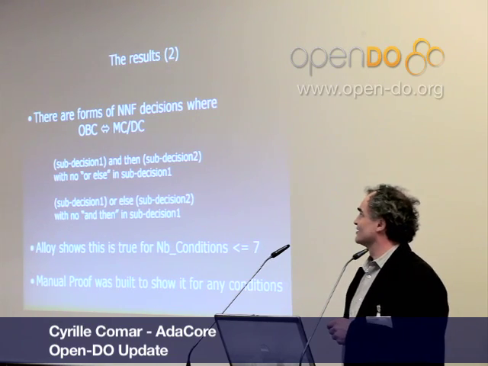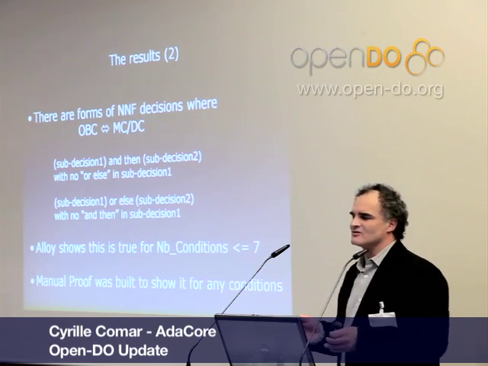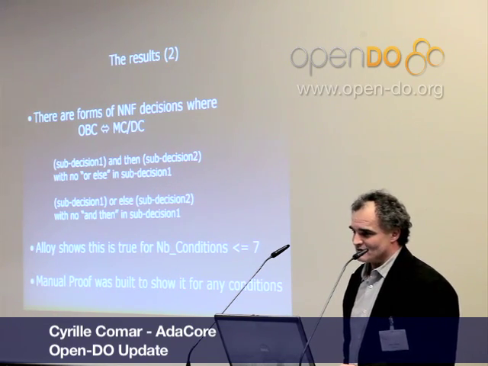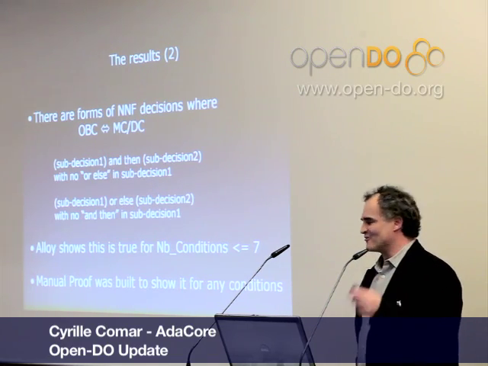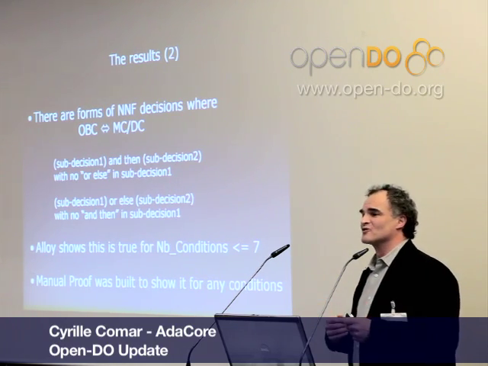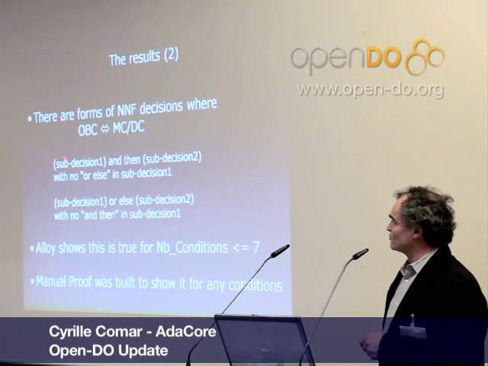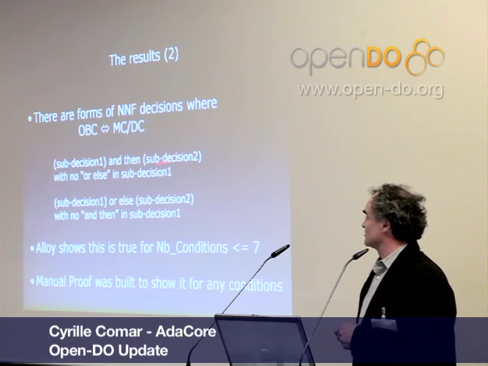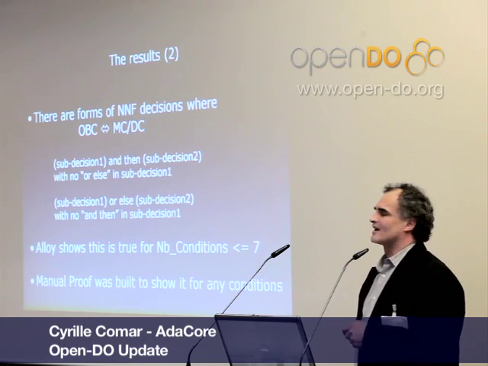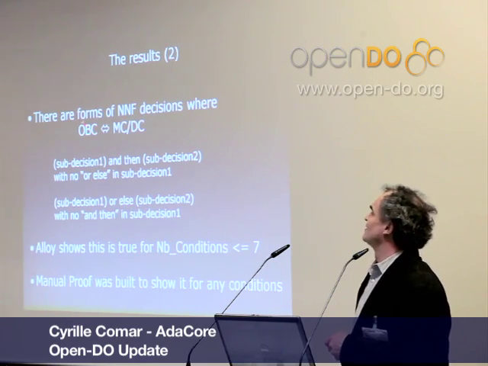So NNF is for negation normal form. You have to normalize your expressions by pushing the negations as far inside your condition as possible using the standard De Morgan law. And once you have that, we have found the real rule, and now we have proofs of that. We know exactly that if you have a decision that is composed of two sub-decisions with an and then between those two sub-decisions, and if there is no or else anywhere in the left sub-decision, then this kind of decision altogether meets the criteria that OBC will be equivalent to MCDC.